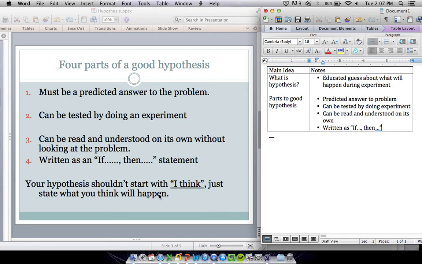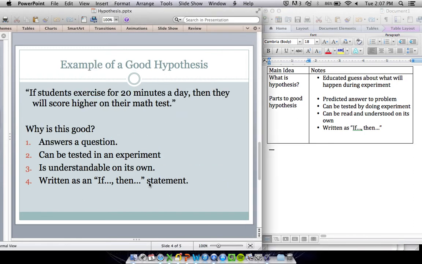And finally, just a style thing. Don't start with I think or we think. We know your hypothesis is what you think the answer is, so just go ahead and jump right into that. You don't need to say, I think if I water the plants, then they will grow. Just, if I water the plants, then they will grow.